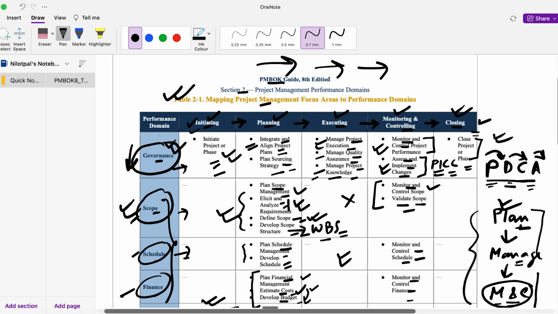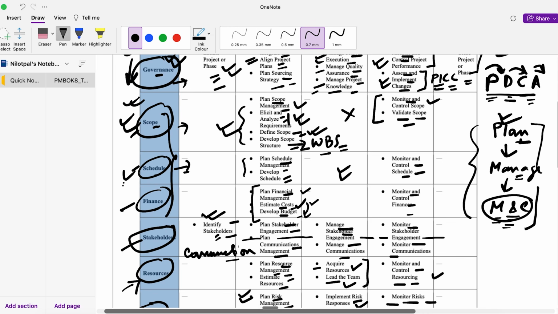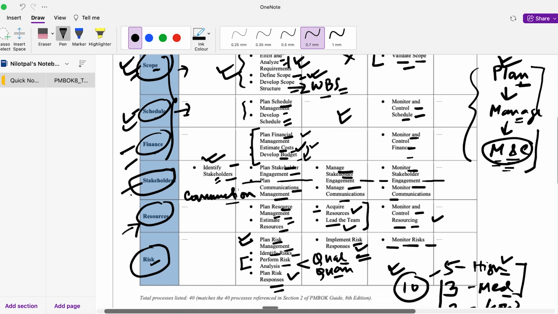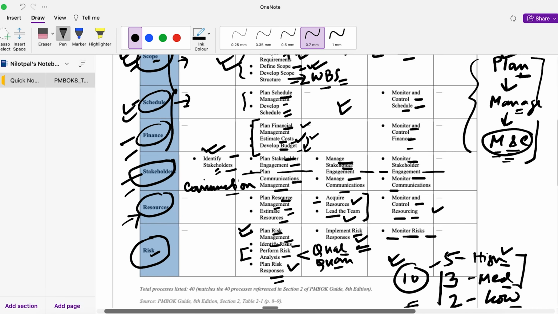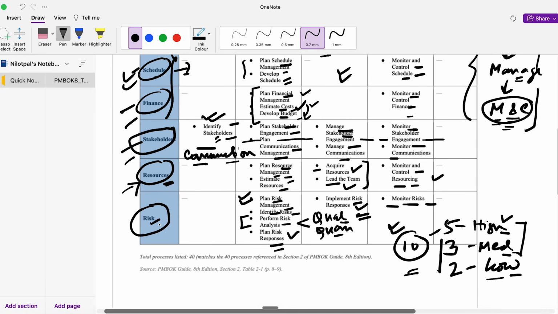Okay. And it always follows that principle of you plan, then you manage, and then you monitor and control. So that way we have covered governance, we have covered scope, we have covered schedule, we have covered finance, stakeholders, and within stakeholders, mind that we have also covered communication. We have the resources section as well, which we have covered, and we have the risk section as well, okay, which we have talked about.